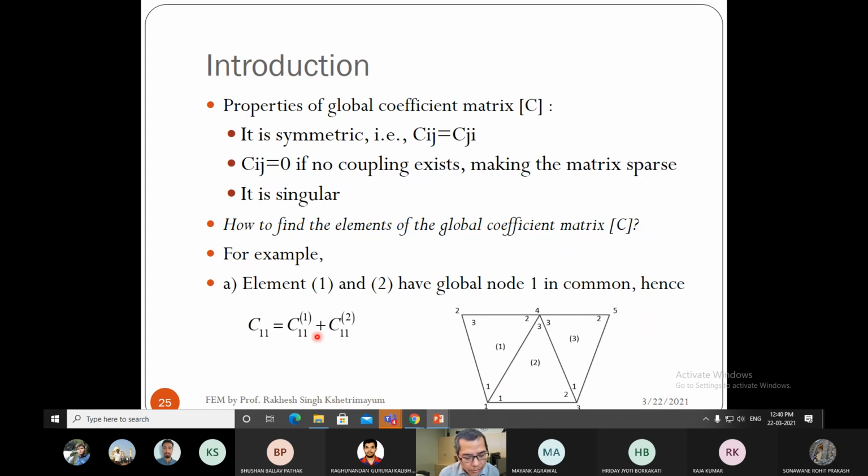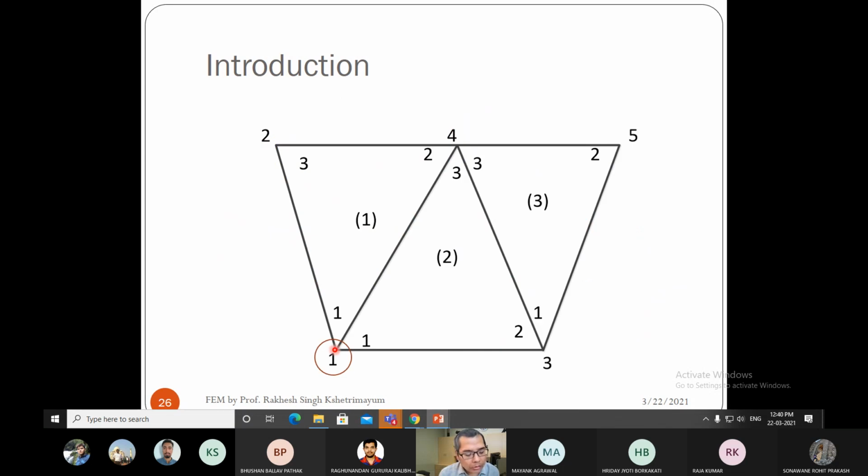So C11_1 plus C11_2, if I sum them up, I get C11, which is what I want to find. This is the first element of the global coefficient matrix. So this global node number 1 is actually local node number 1 for element 1 and element 2. Similarly, global node number 2 is local node number 3 of element 1. Similarly, global node number 4 is local node number 2 of element 1, node number 3 of element 2, and node number 3 of element 3.